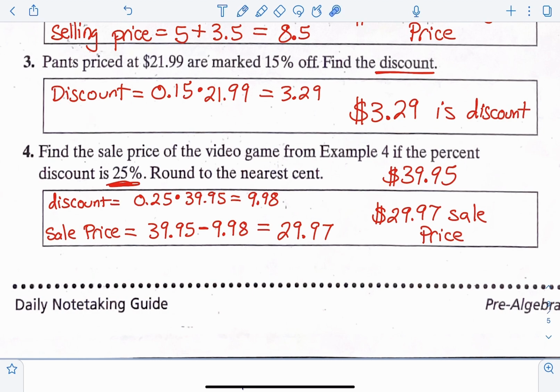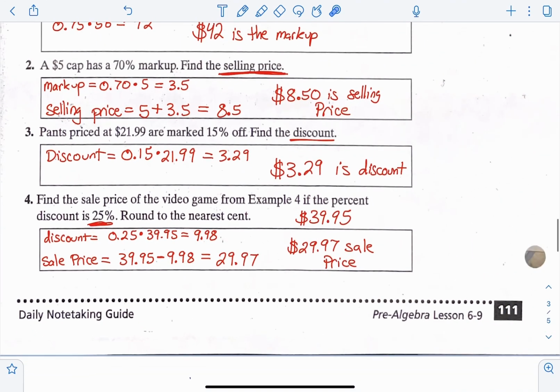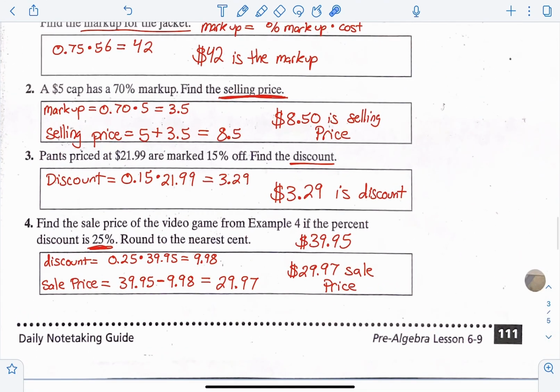Again, doing 2 steps. One where you find the discount, percent written as a decimal times the amount to get your discount. To find the sale price, all you have to do is subtract that dollar amount out, and you get your sale price. This wraps up lesson 6-9, where we were looking at markup and discount.